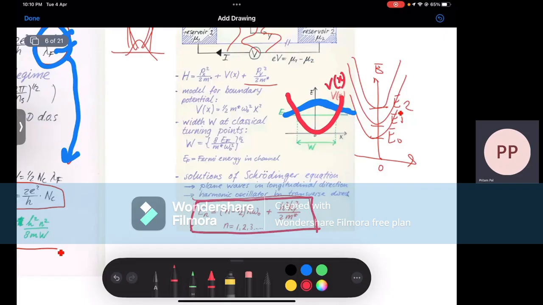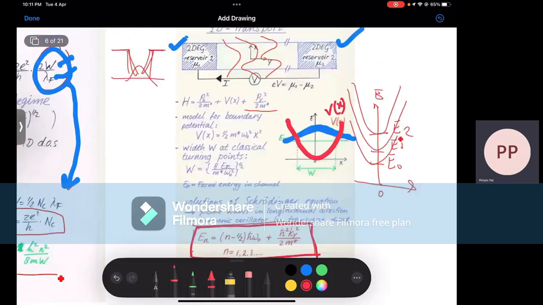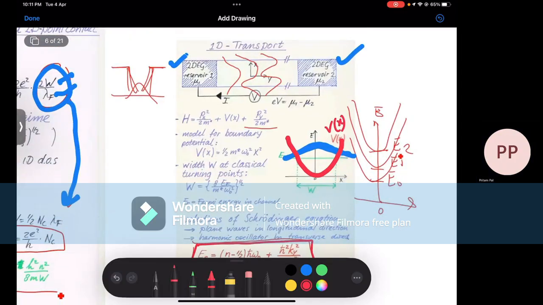So there will be some kind of wave functions. The first subband will look like this. This is the first, and this is the second, and this is the third one. The third subband will look like this, and so on. So that's in the transverse direction.